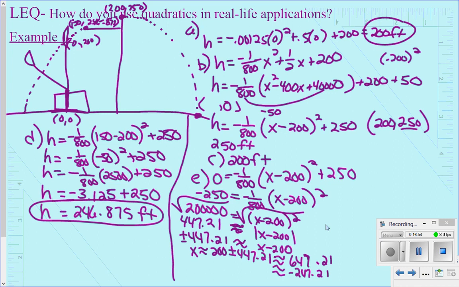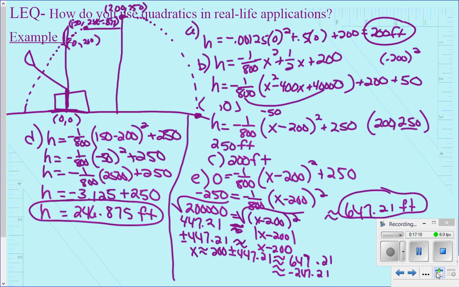So my answer for part E is approximately 647.21 feet. Okay, which is our answer. And that takes care of part E. So we're going to move on to part F.